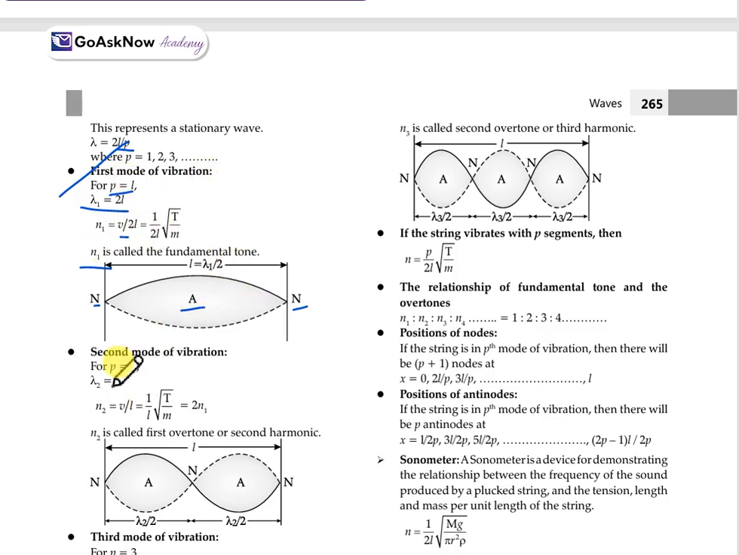Now for the second mode, p equals 2 and lambda 2 equals L only, because for this structure there will be three nodes and two antinodes.